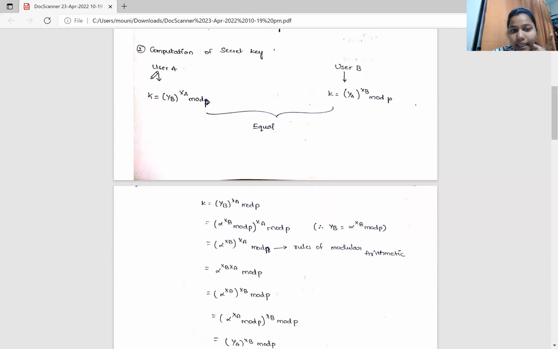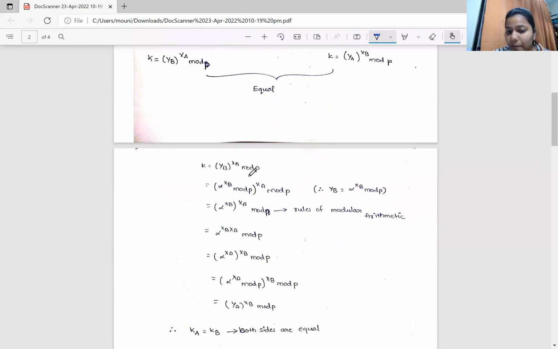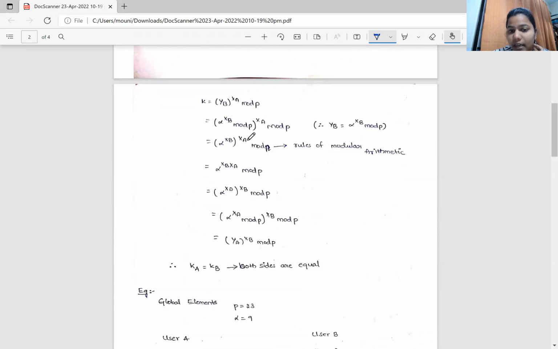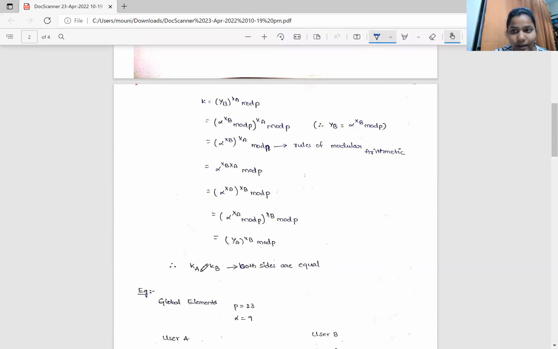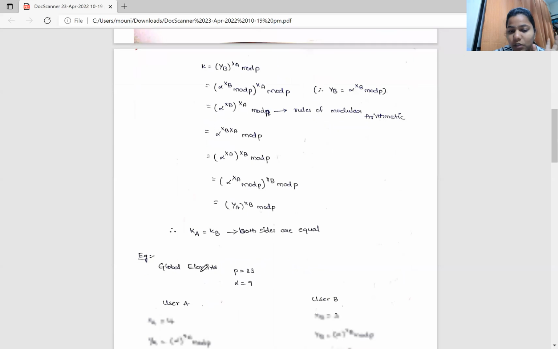Let's consider the user A side secret key generation. That's what I have considered, YB power XA. Here, as we all know, YB is equal to alpha power XB mod P, because we computed it here. That's what we are going to consider. We are just doing some modular arithmetic operations, and we will finally get that the secret key generated between KA and KB will be equal, so that the secret key generated will be the same. That is what we have to note.